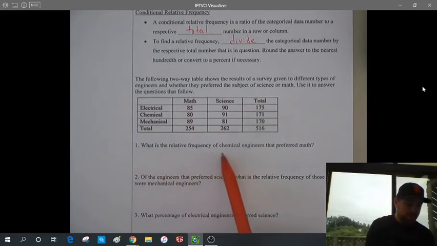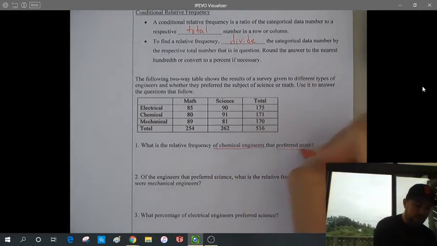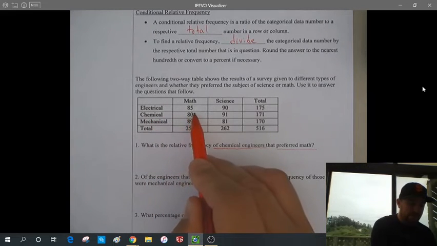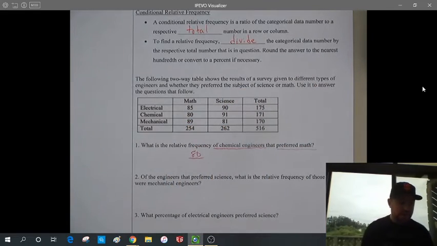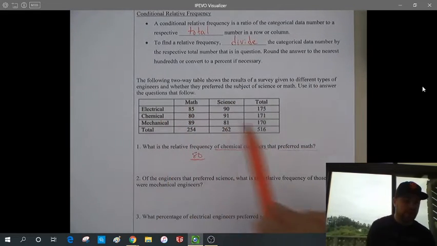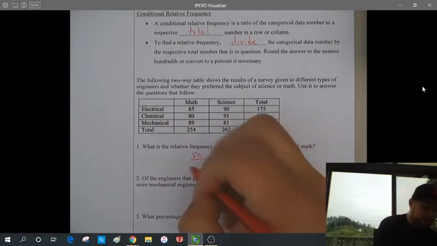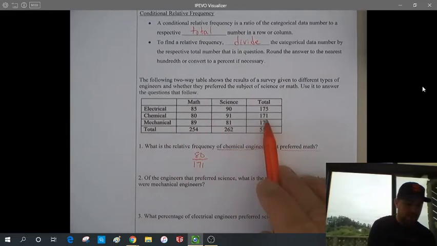So what is the relative frequency of chemical engineers that preferred math? Here we want to look at just the numbers of chemical engineers and those that preferred math. Here's chemical engineers and those that preferred math, so that would be the number 80, that we're going to divide by the total number of chemical engineers, because it's just asking about chemical engineers in this case, not all of the engineers in total. So there were 171 total chemical engineers. We can see that by the total column at the end.